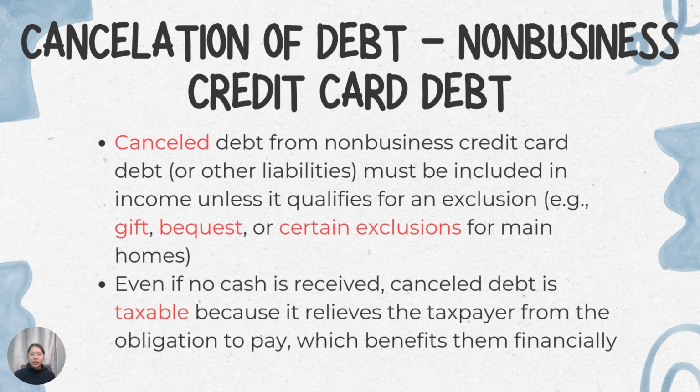So one of the main types of other income is the cancellation of debt, which is, as we go into further, non-business credit card debt. And canceled debt from non-business credit card debt or other liabilities must be included in income unless it qualifies for an exclusion. And this is when you might have a gift, bequest, or certain exclusions for main homes. Even if no cash is received, the canceled debt is still taxable because it relieves the taxpayer from the obligation to pay, which benefits them financially.